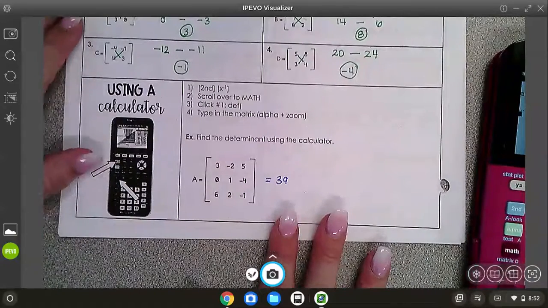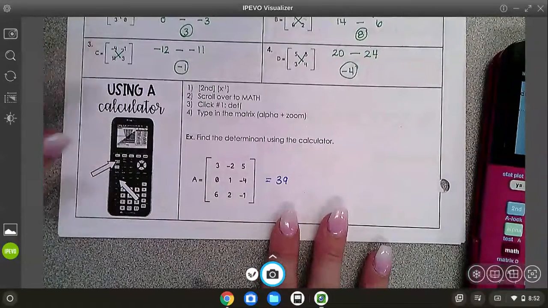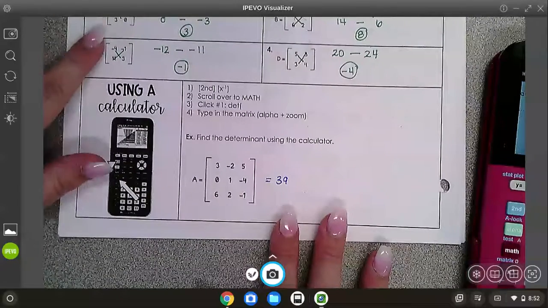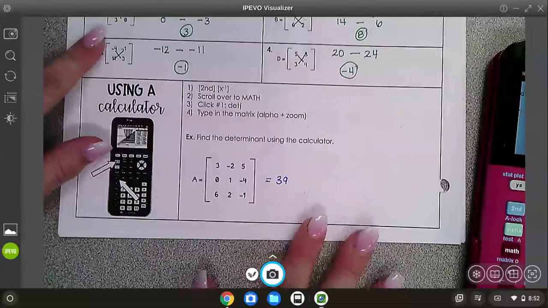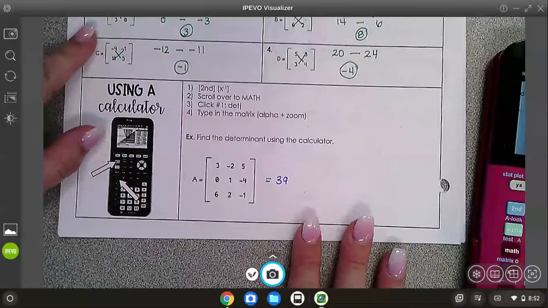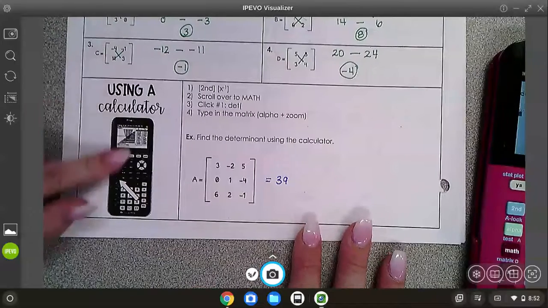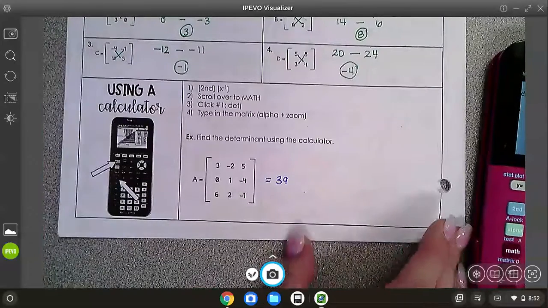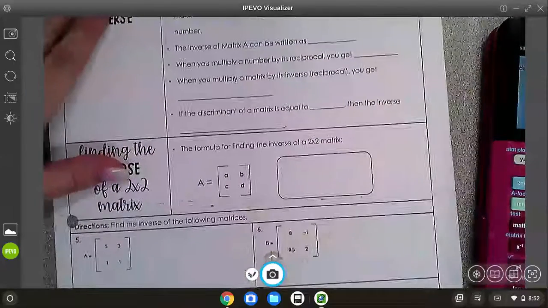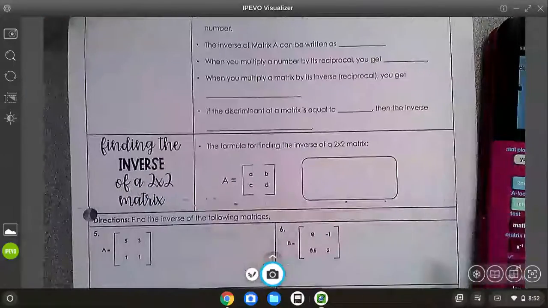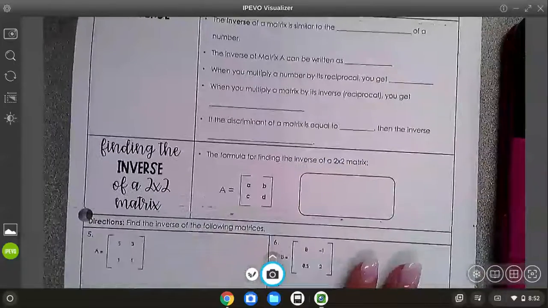That's a good thing. If you're not sure about determinant, which that formula is pretty basic, you can use the calculator to check your answer. You still have to know the formula to use and be able to do it by hand. Let's go on to the next one, which is inverse, which is a little more complicated.